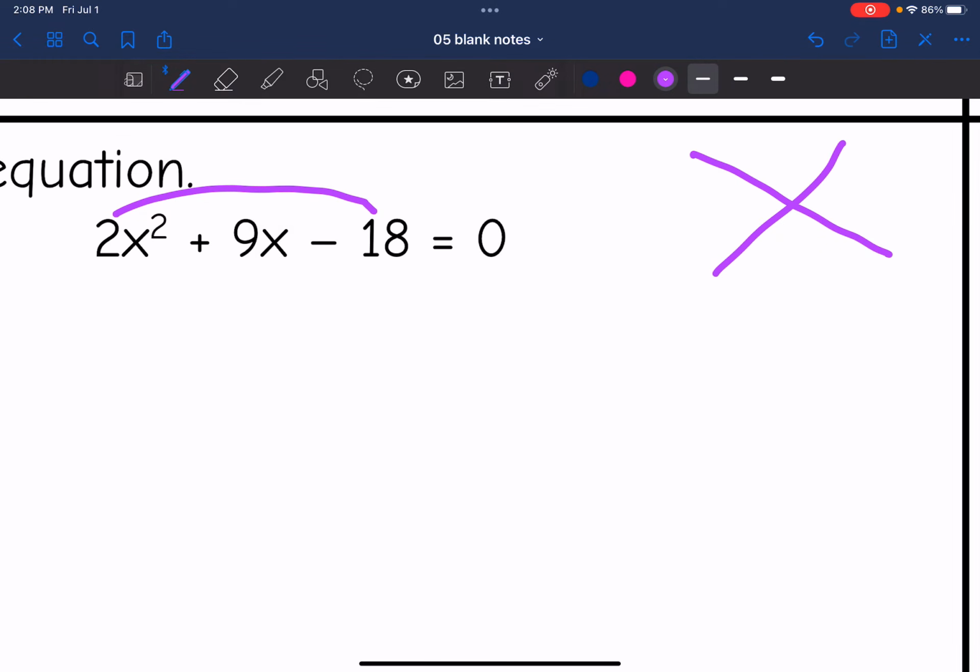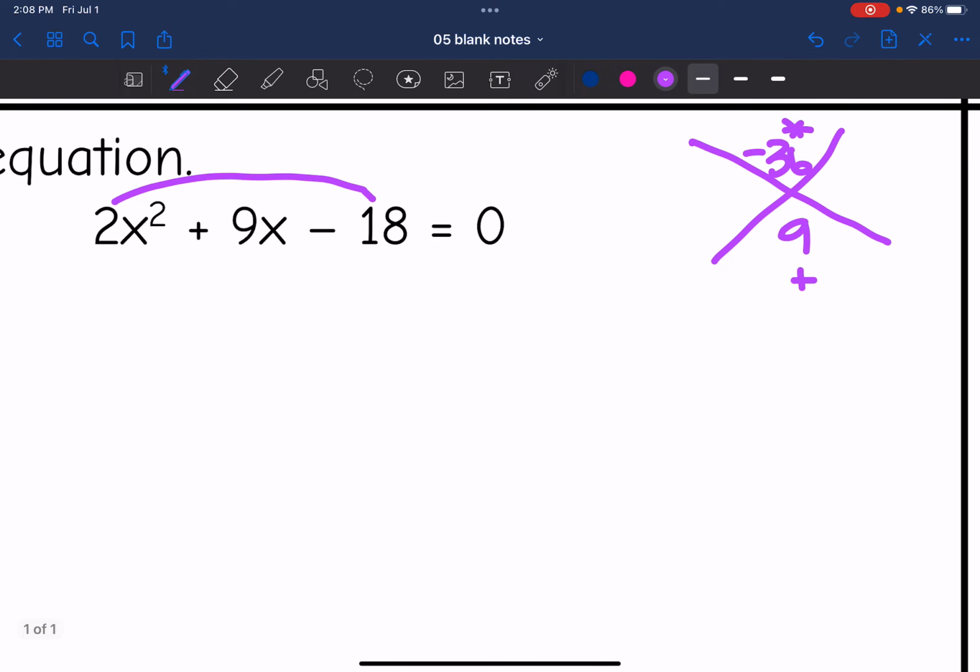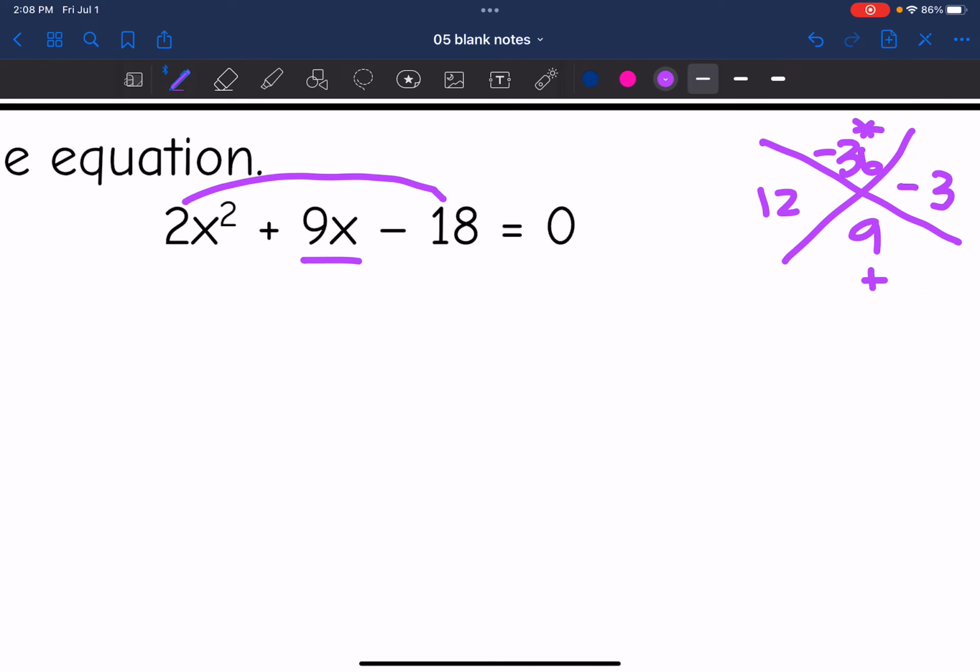So 2 times negative 18 is negative 36 and adds to positive 9. So multiplies to negative 36 and adds to 9 needs to be a positive and a negative number. I believe that would be 12 and negative 3. 12 times negative 3 is negative 36. 12 plus negative 3 is 9. So now I'm going to split the 9x up into 12x and negative 3x.